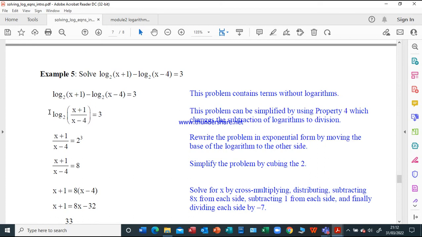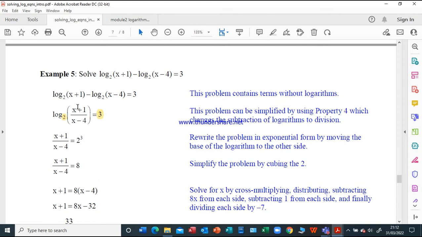So once you have reduced it to a single log on one side, then you use the definition of logarithms. This means if you pick the power, the base is 2, you're raising it to power 3. Okay, so base 2, so it means 2 raised to power 3. The result is x plus 1 over x minus 4. That's the meaning.